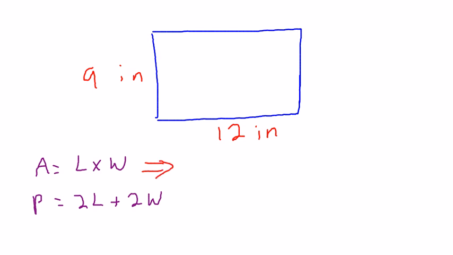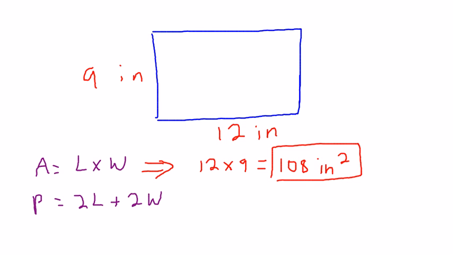Okay, so the area of this rectangle is going to be its length 12 times its width 9. 12 times 9 gives us 108 inches squared, or 108 square inches.